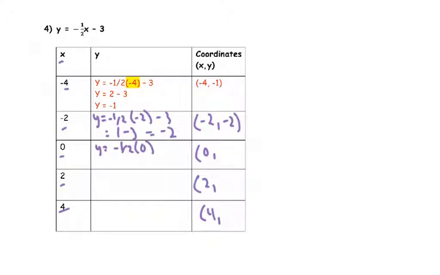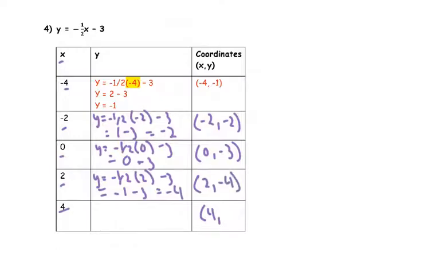Negative 1/2 of 0. Anything times 0 is 0. 0 minus 3 is -3. You can't really take from 0 unless we go negative. Negative 1/2 of 2 is -1. -1 minus 3 is -4. And finally, y equals negative 1/2 of 4 minus 3. You're going to take half of 4 and it's going to stay negative because of this negative sign. -2 minus 3 equals -5.